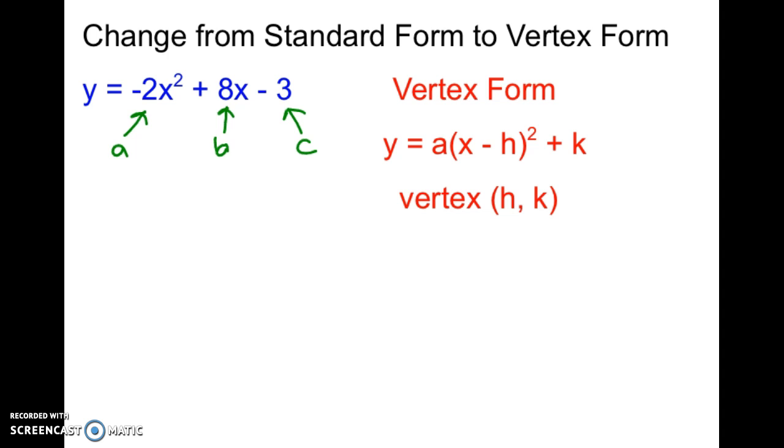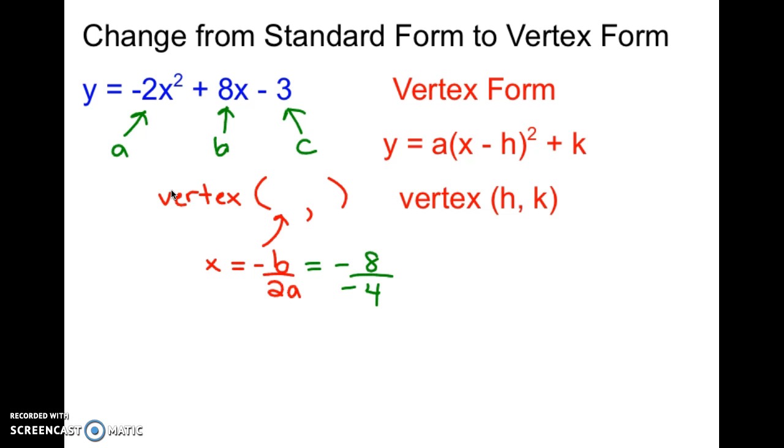The last section we talked about your vertex, which I'll write here. Your x coordinate is -b over 2a. So now that we've done this for a little while, -b would be -8. 2 times a, 2 times -2, would be -4. When you divide those two, you figure out that your x coordinate of your vertex is +2. Okay.